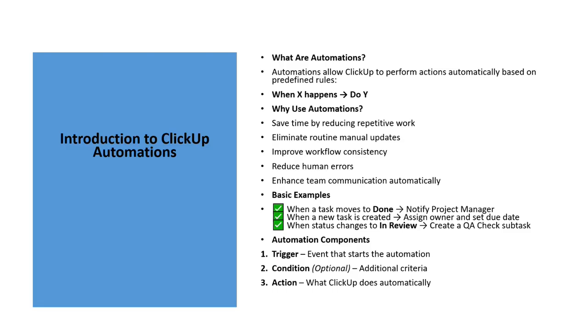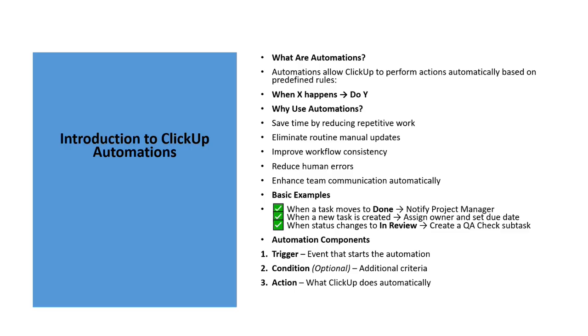There are several benefits to using automations. They save time by reducing repetitive work. They eliminate routine manual updates. They help maintain consistency across projects. They reduce human errors that can occur when people forget to perform certain actions. They also improve communication by automatically notifying the right people.